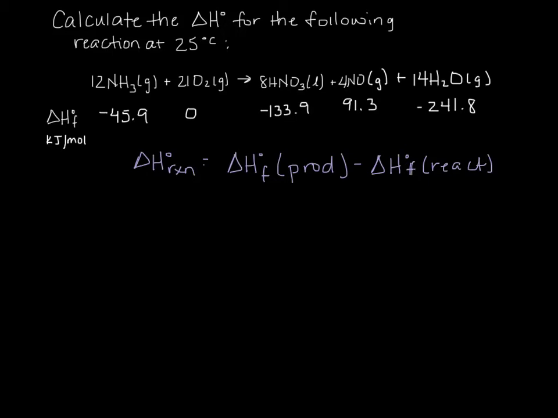Okay, so how we use this is, as I said, each one of these is for 1 mole. So for our NH3, we have 12 moles. So I need to multiply negative 45.9 times 12. And when I do that, I get negative 550. So then I'm going to move down my equation and convert all of my delta H of formations for each of my compounds so that they represent the delta H of formation for the correct number of moles.